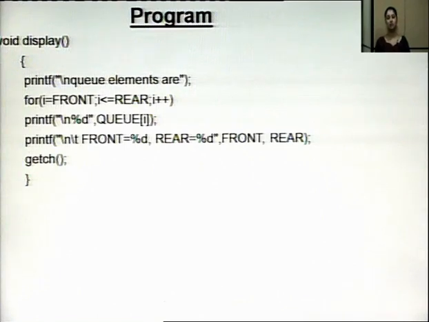The values of front and rear are also given by the next statement, that is a printf with \n \t, front is equal to %d, rear is equal to %d, with front and rear as arguments. The values of front and rear are shown on the screen. Last is getch, and then the program is completed. With these three functions, my program is completed.